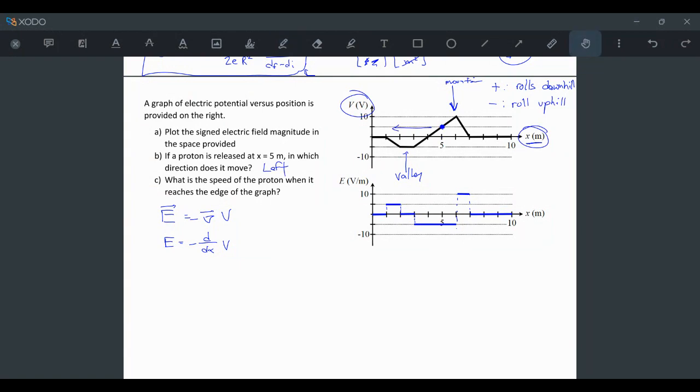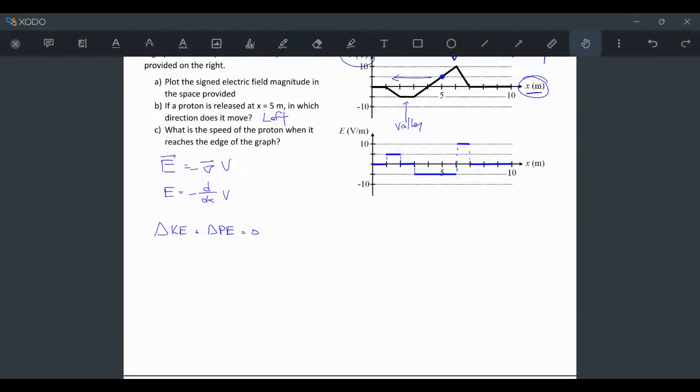Lastly, we're asked, what is the speed of the proton when it reaches the edge of the graph? This is what I was getting at before. I fumbled over it, and I'm not sure if you had seen it before in lecture. It might be 1 or 2 lectures in advance. Before, we wrote down a statement of conservation of energy: the change in kinetic energy and the change in potential energy have to sum to 0.